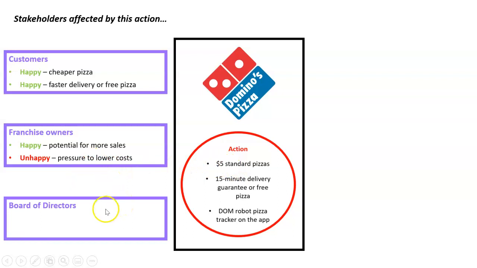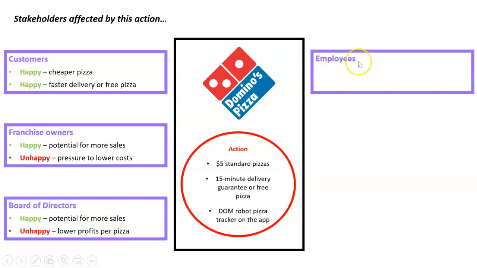We got the board of directors, which is a group it's hard for us to understand what they are and what they do, but we'll get to them eventually. But we could say they're going to be happy because there's going to be more sales. More people are going to buy pizzas from Domino's, more sales. But they're also going to be unhappy because it's probably going to be a lower profit per pizza. Board of directors are accountable to the shareholders, so yeah, lower profits are not good.